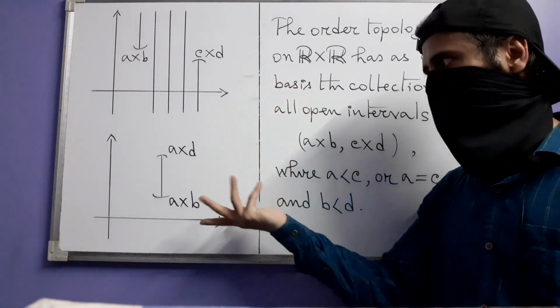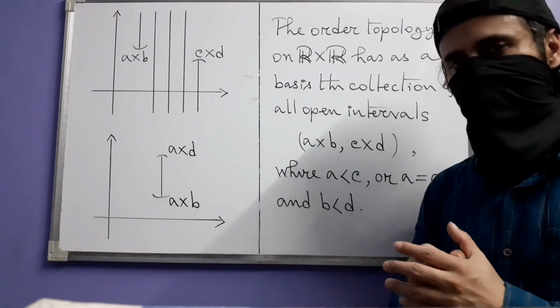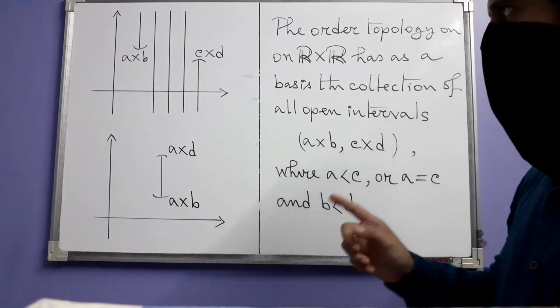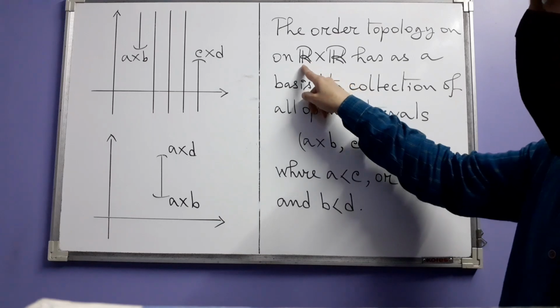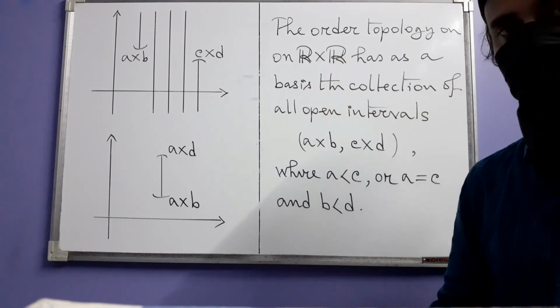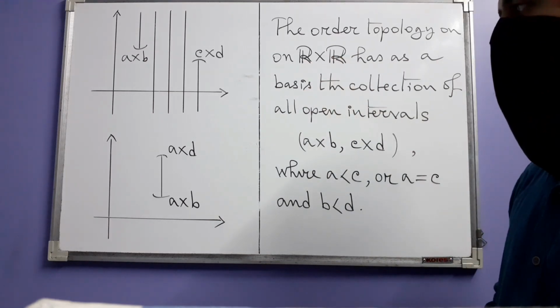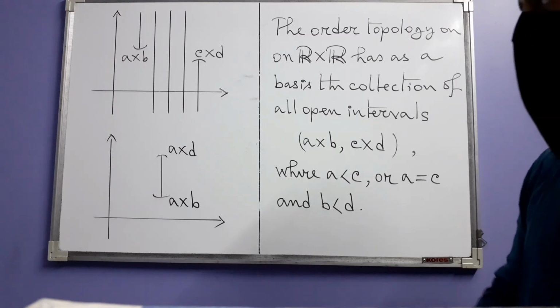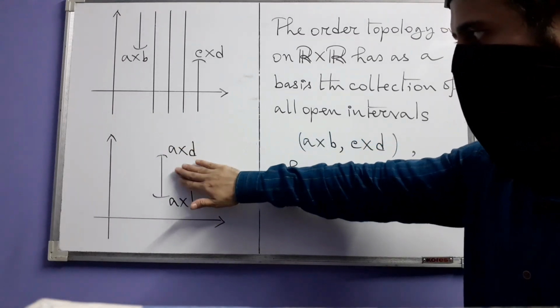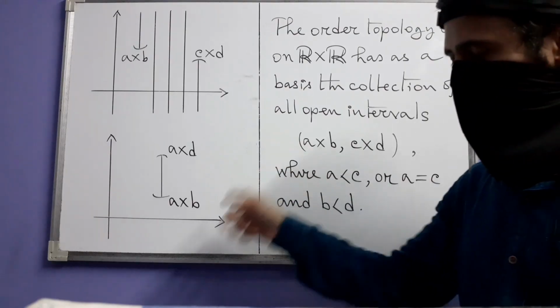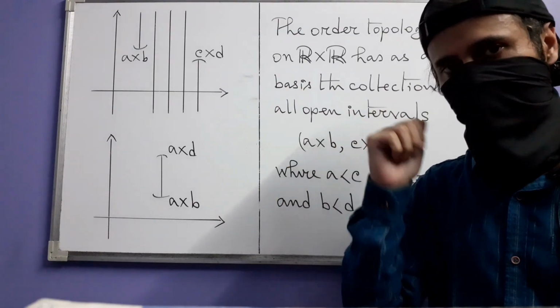So all such intervals, when you consider their collection, they form a basis for the order topology on R times R with the dictionary order. And incidentally, if you actually consider only open intervals of this second type, they also form a basis for the same order topology.